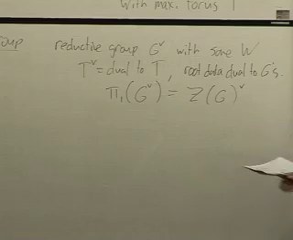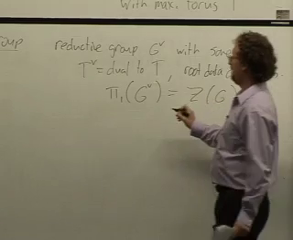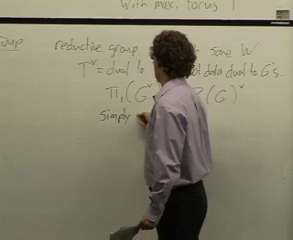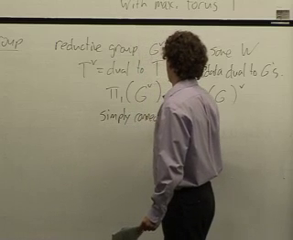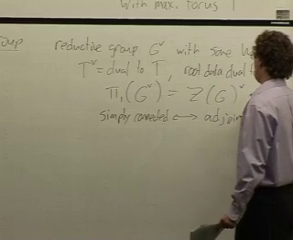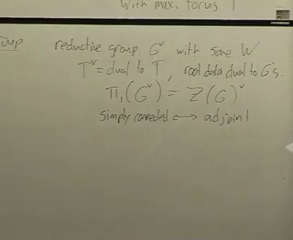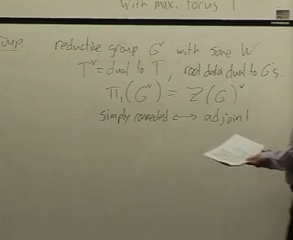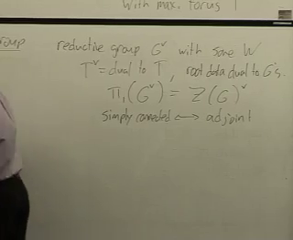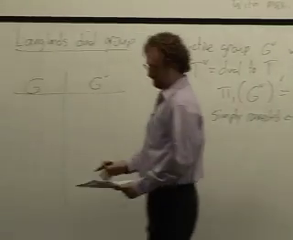So what does this formula mean? What it means is that I'm going to exchange simply connected forms with adjoint forms. If my original G was adjoint, my new group will be simply connected. So this is not a terribly enlightening definition, but maybe I'll write the table of some examples.